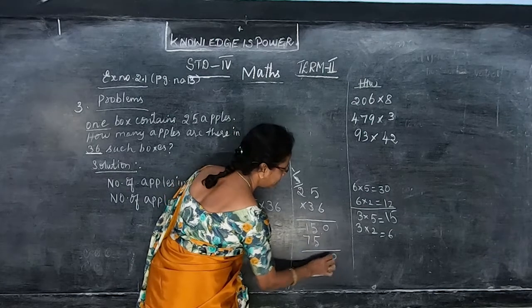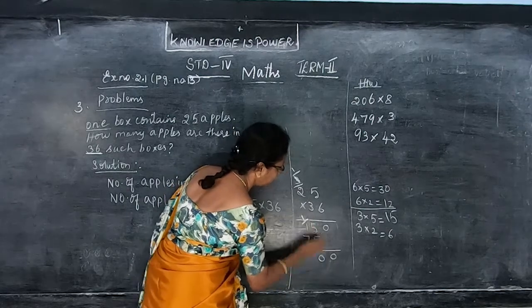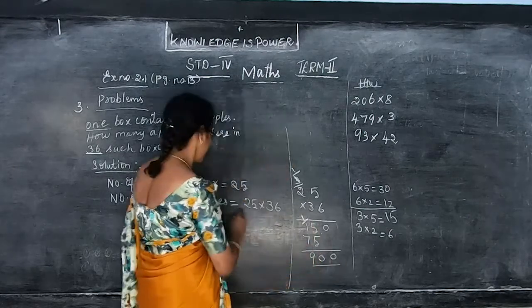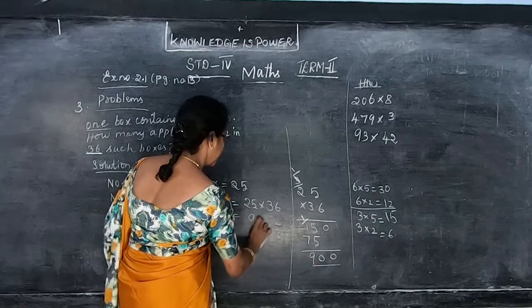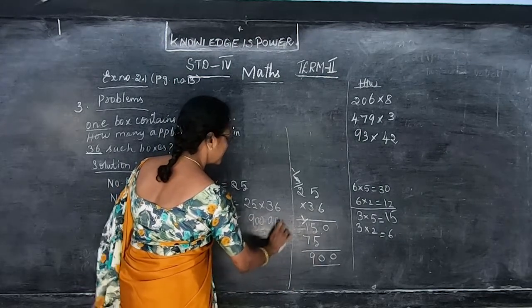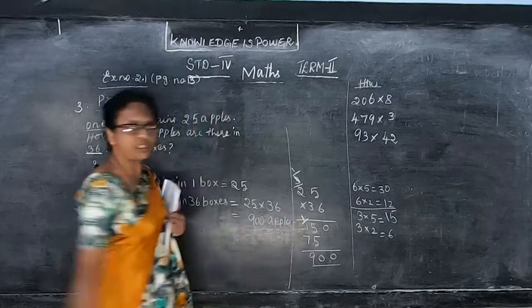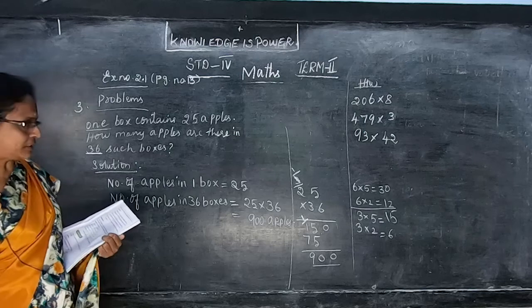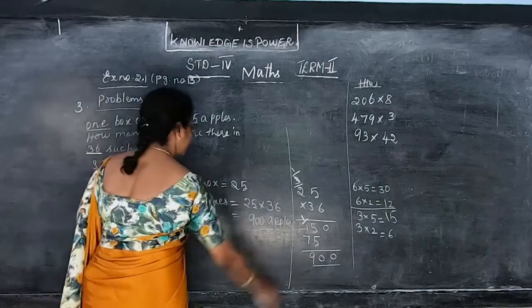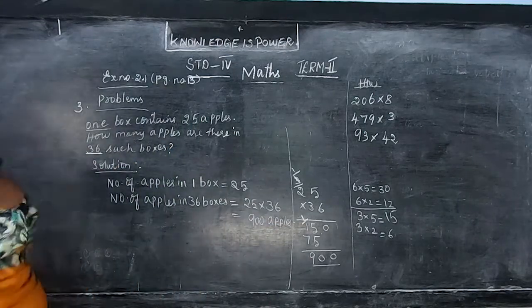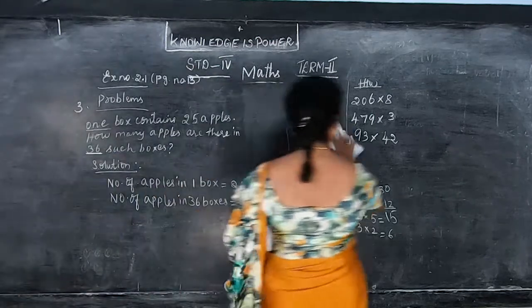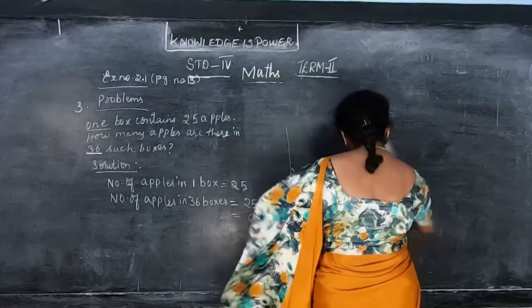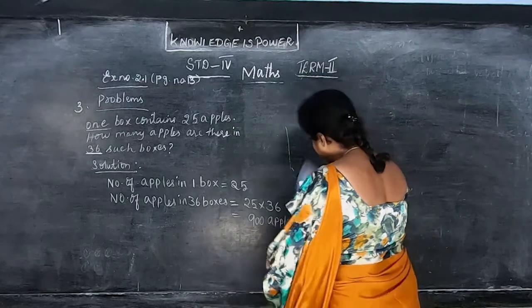So the answer is 0, 10, 8 plus 1, 9. So the answer is equal to 900 apples. This is the answer. Okay, so you have to write the answer and statement like this. You can multiply and see it in the rough column, children. Can you understand? I will do one more sum and the remaining sums I'll give as homework. So get the books, children.